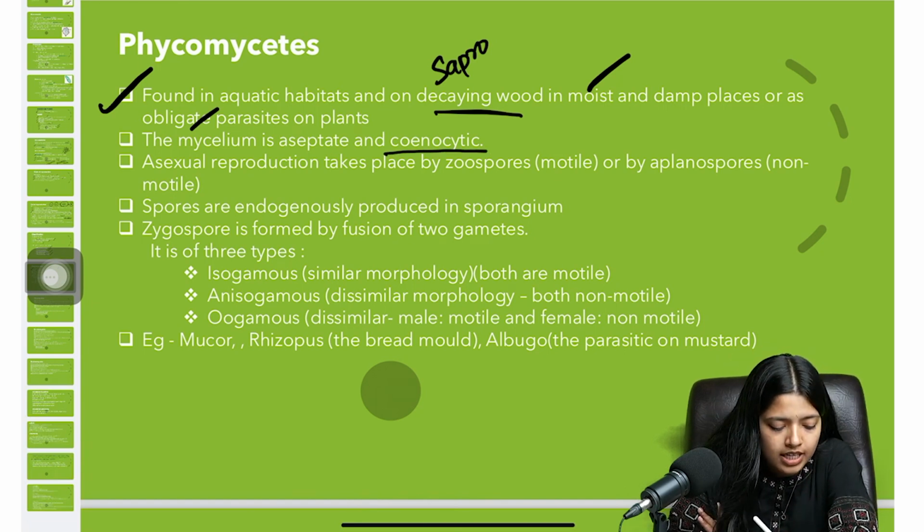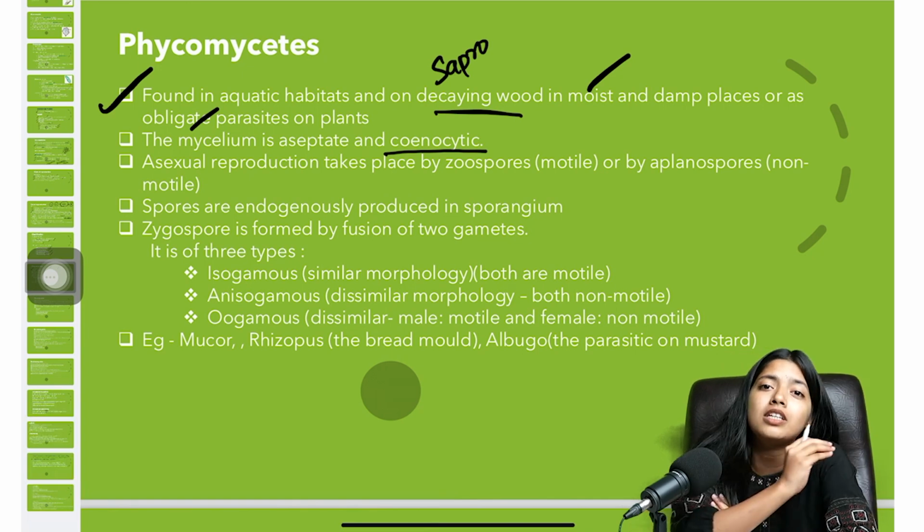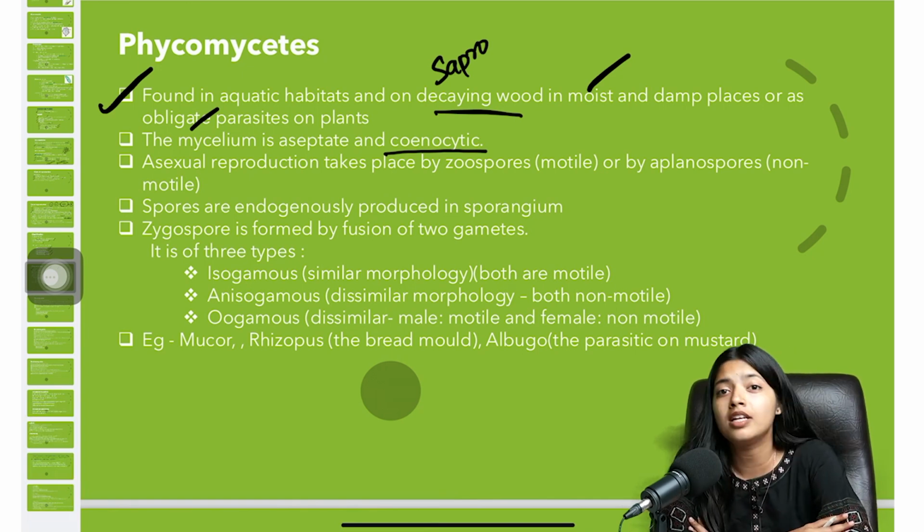Cenocytic. Mycelium is aseptate. Aseptate means without septa or without cross walls, and it is cenocytic. Without cross walls, continuous nuclei are present. So they are cenocytic.